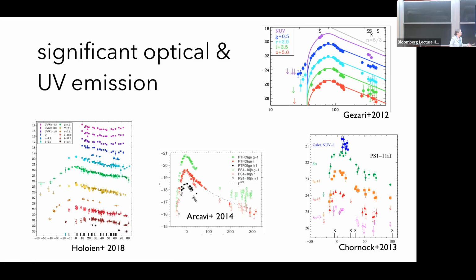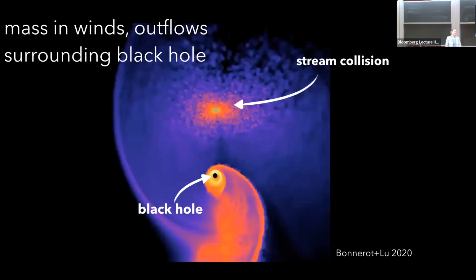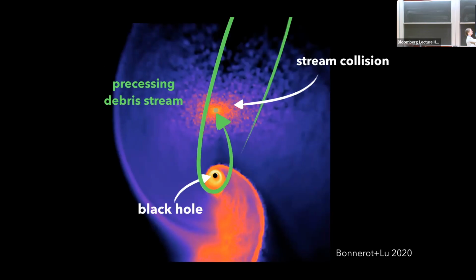A much more recent simulation from Clément, showing the stream collisions and the eventual forming accretion disk, shows that you get a lot of mass in outflows and wind surrounding the black hole, but it also notably shows that you're able to relatively quickly form an accretion disk by losing energy in the stream collisions. I just want to note that this simulation is centered on the debris stream collision point, but if you were to put in a precessing debris stream, it might look something like this. I don't think I noted earlier that the reason the streams are able to collide quickly is that it's relativistic. It's close enough to the black hole that you have enough precession that these debris streams can intersect quickly. And that's what you'd see here.